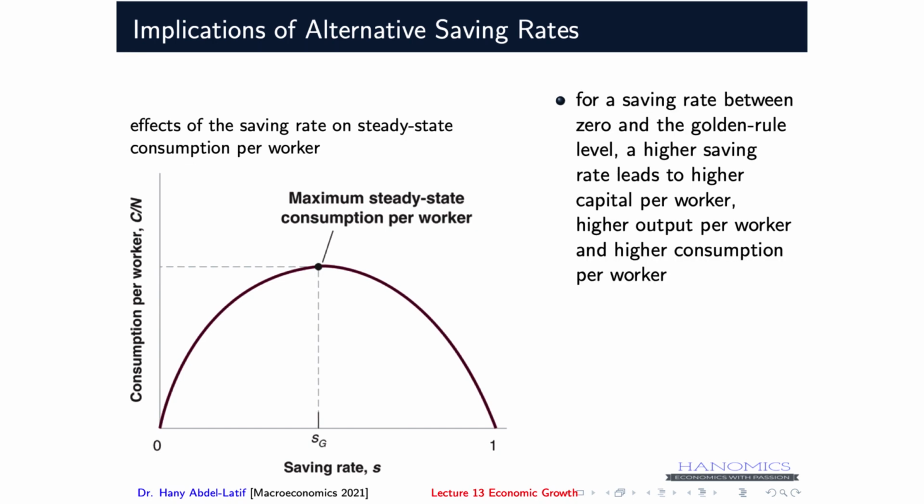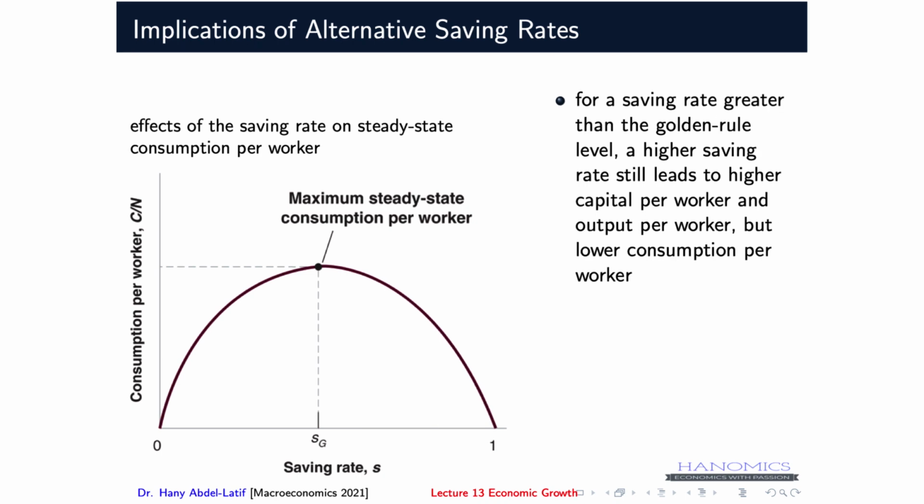So at any point before that, for a saving rate between 0 and that golden rule level, a higher saving rate leads to higher capital per worker, higher output per worker, and higher consumption per worker. But at any point beyond that level, which is S_G here, which we denote as the golden rule level of capital.